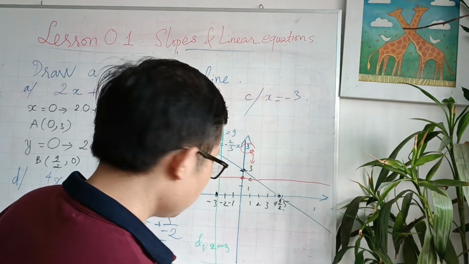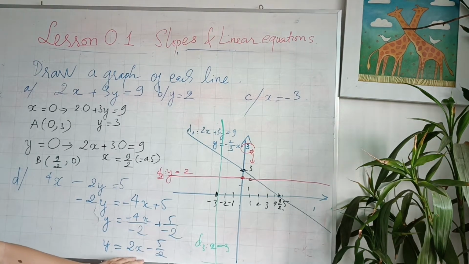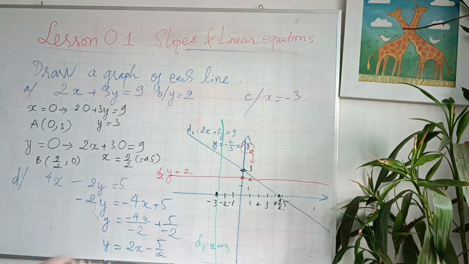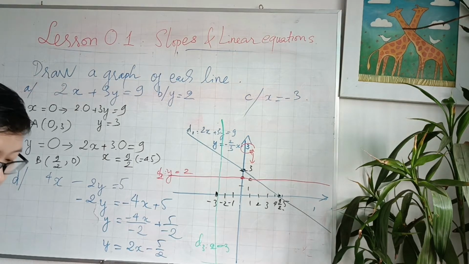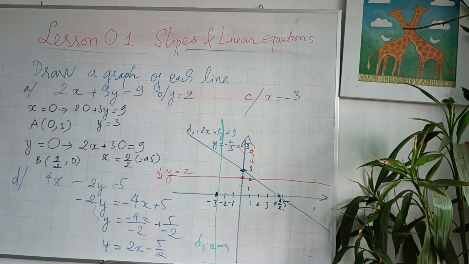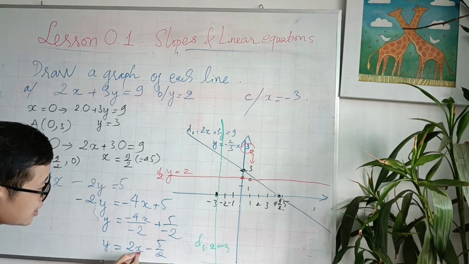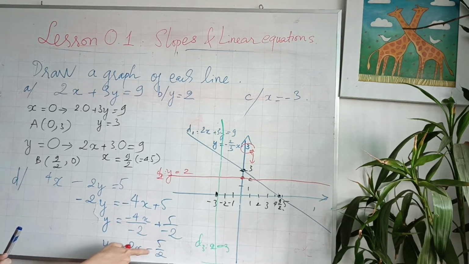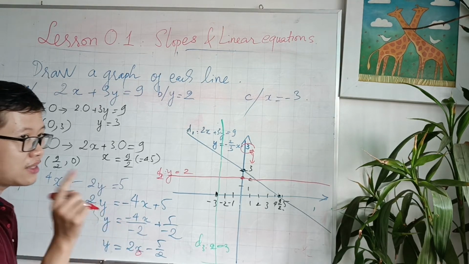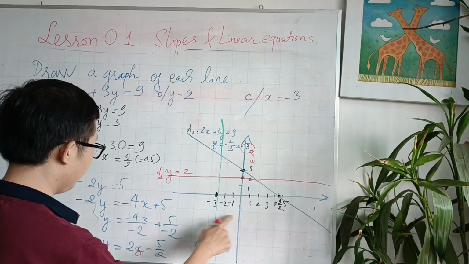The first one has negative 5 over 2 as b, so it is also the y-intercept of this form. It is easy for you to remember. Sometimes you confuse whether it is the y-intercept or x-intercept. It is easy to remember that when you substitute x equals 0 here, we have y equals negative 5 over 2, so it lies on the y-axis. So it is the y-intercept. Okay.